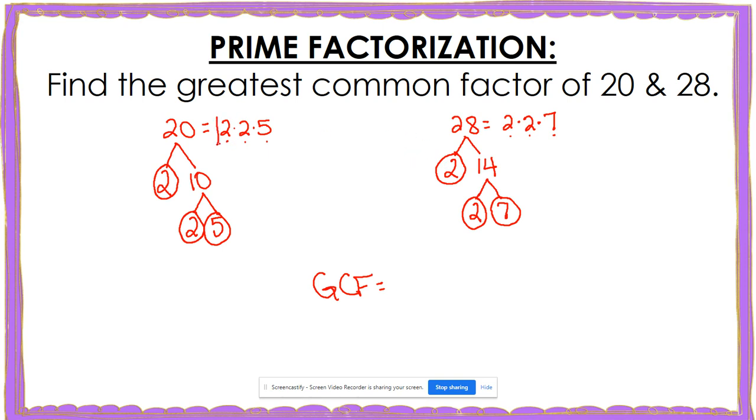Well, I noticed that they both have a 2, and they both also have another 2. So they both have two 2's in common. But then 20 has a 5 and 28 has a 7. Since those are not numbers that they have in common, I'm not going to use those. But they do have two 2's in common, so their GCF is going to be 2 times 2, which gives me 4. So the GCF of 20 and 28 is 4.